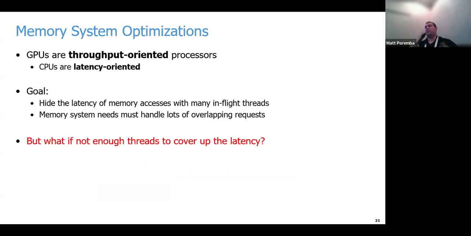Next, because of this design where we have many threads that are running concurrently, GPUs are what we refer to as throughput oriented. And that means, remember, we're going to assume that it's going to take hundreds of cycles when we issue memory requests for it to come back. So we're going to have a lot of threads to hide that latency. CPUs are the opposite. They have relatively few threads, but they're going to try and prefetch, bring things into the cache, use instruction level parallelism, et cetera, so that you don't notice that that memory request is pending, or if it hits in the cache, just wasn't pending at all. With GPUs, our goal is to hide the latency of those accesses with the many in-flight threads, which means our memory subsystem has to handle a lot of overlapping requests.